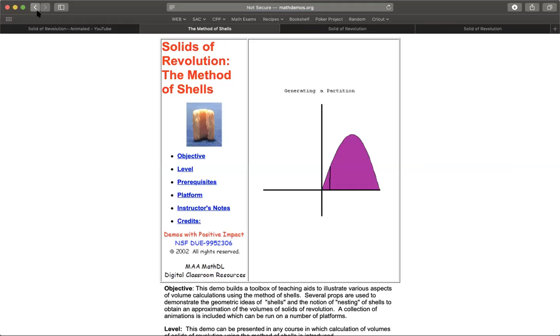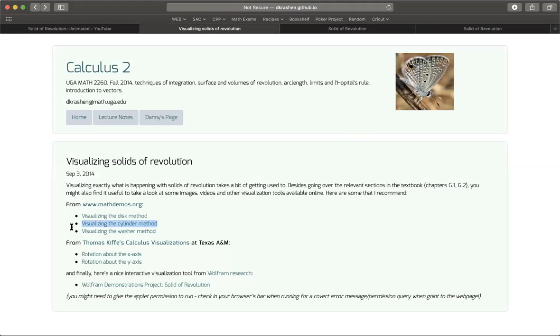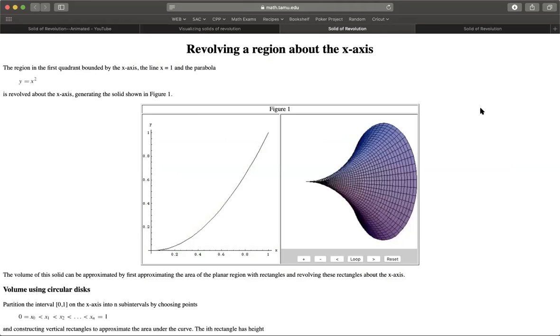We're not going to look at the cylinder method, which I think is the shell method. So disk and washer is what we're going to be talking about. You can revolve it around the x-axis or the y-axis. And here, this is the function y equals x squared. This isn't as good as that video, but this is the function y equals x squared.